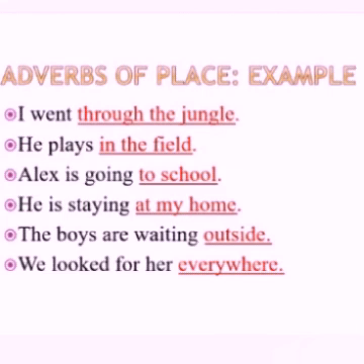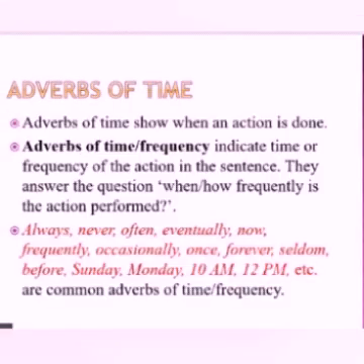I went through the jungle. I went where? Through the jungle. He plays in the field. Where does he play? In the field. Alex is going where? To school. He is staying where? At my home. The boys are waiting where? Outside. We looked for her where? Everywhere. Did you understand? Now let us move into the third kind of adverb, that is adverbs of time.